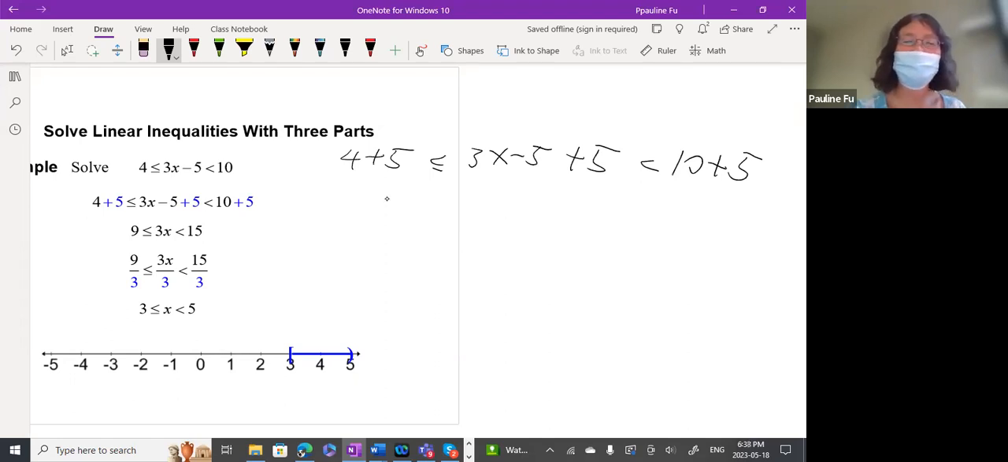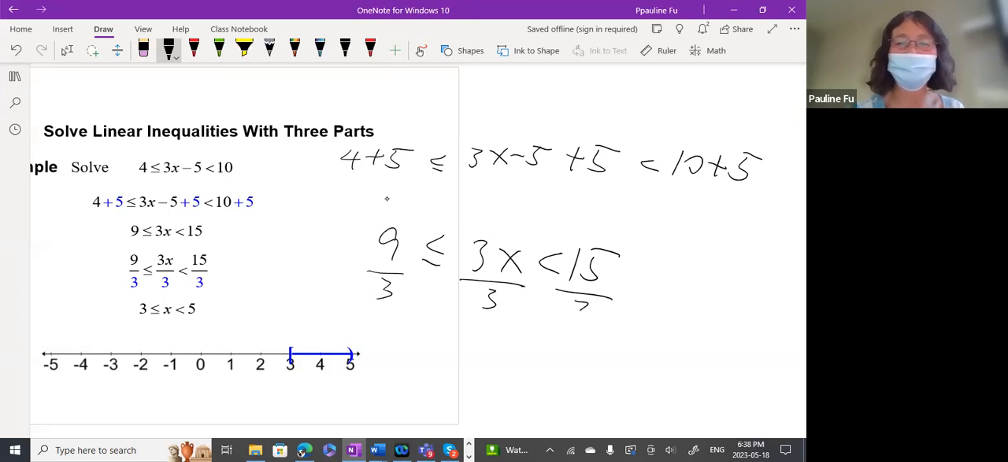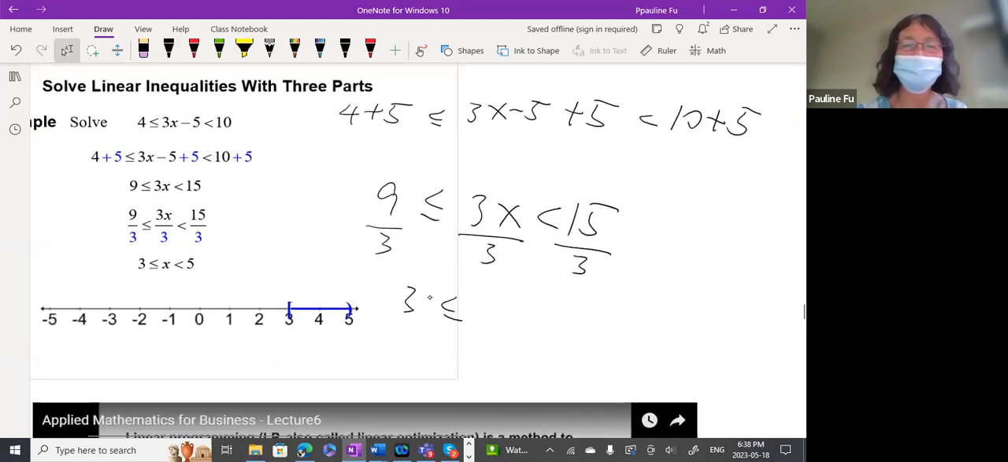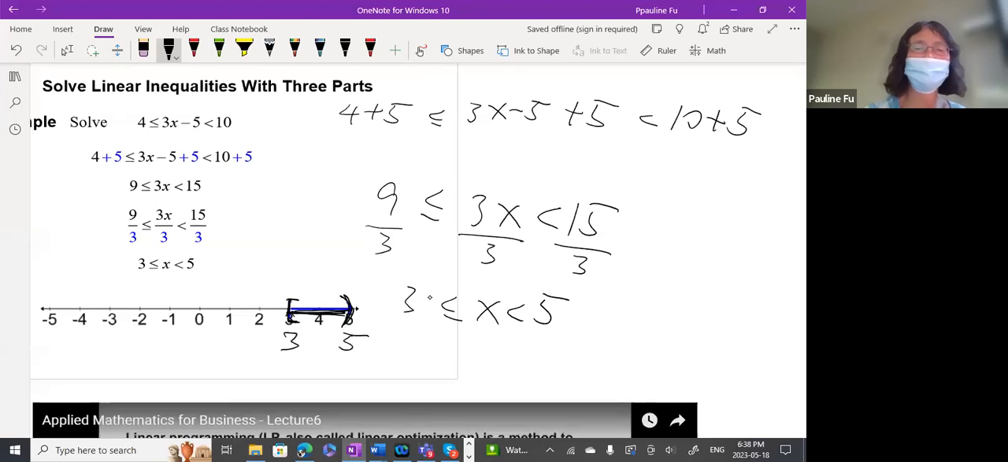And then you have 9 > 3x. And each part divided by three, each part divided by three. And you get 3 > x > 5. That is the final answer. So x greater than three, this is square bracket, smaller than five, round bracket. So from here to here, this is number three, this is number five. Questions? Inequality involving three parts.